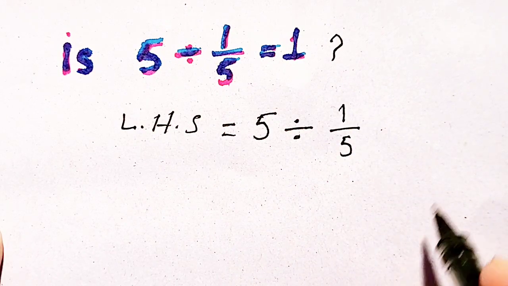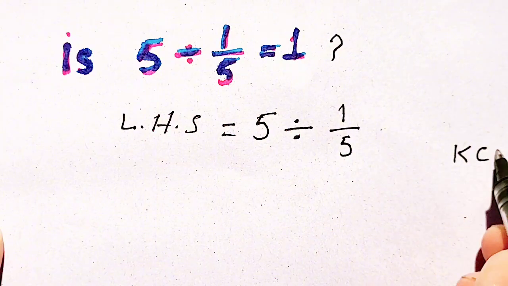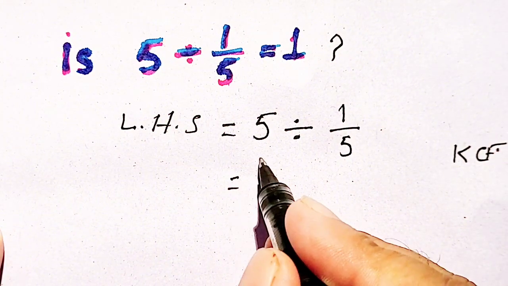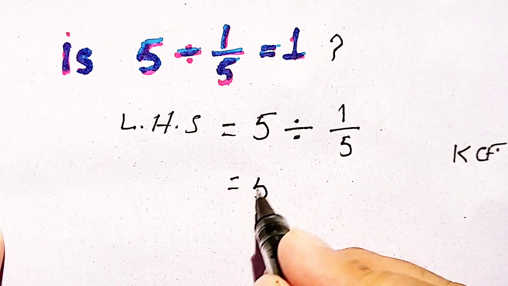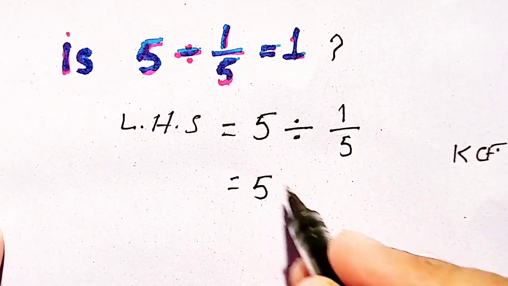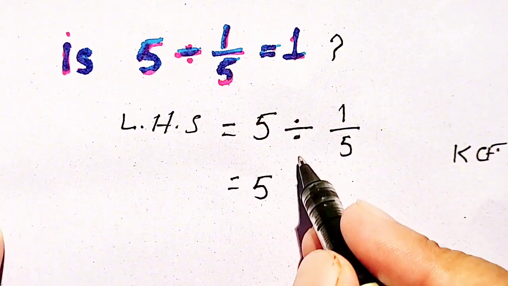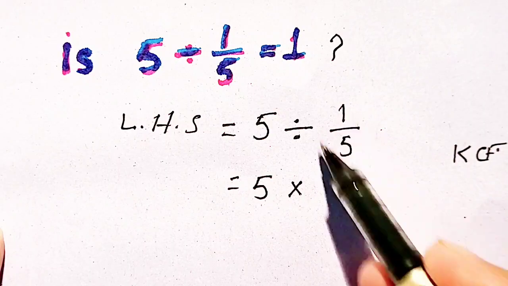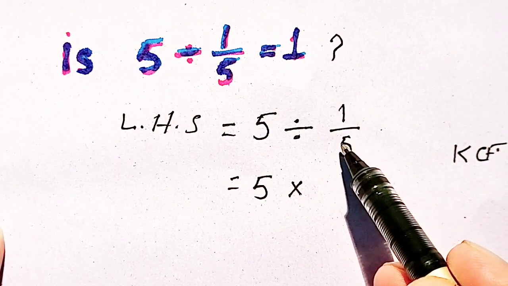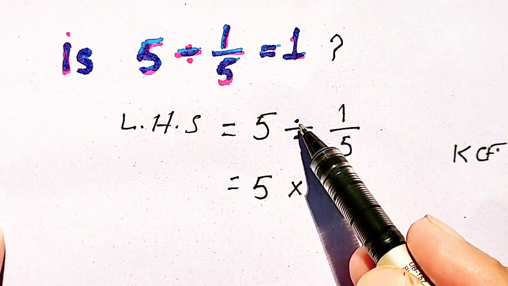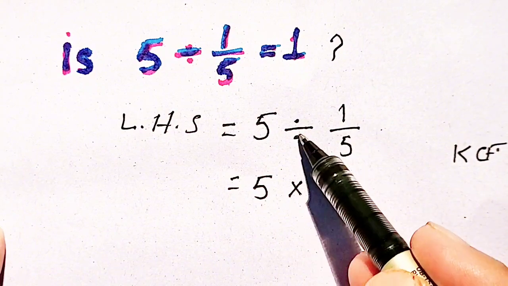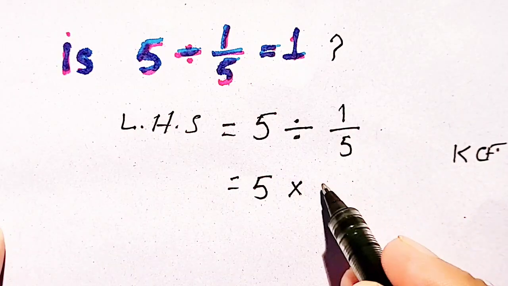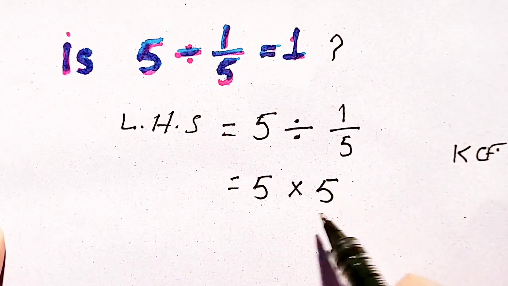We have a rule, the KCF rule. K means keep the first one as it is. C means change, divide is changed into multiplication. And F means 1/5 is flipped. K means keep, divide is changed. C and F mean flipped, 1/5 is flipped over, it will become 5.